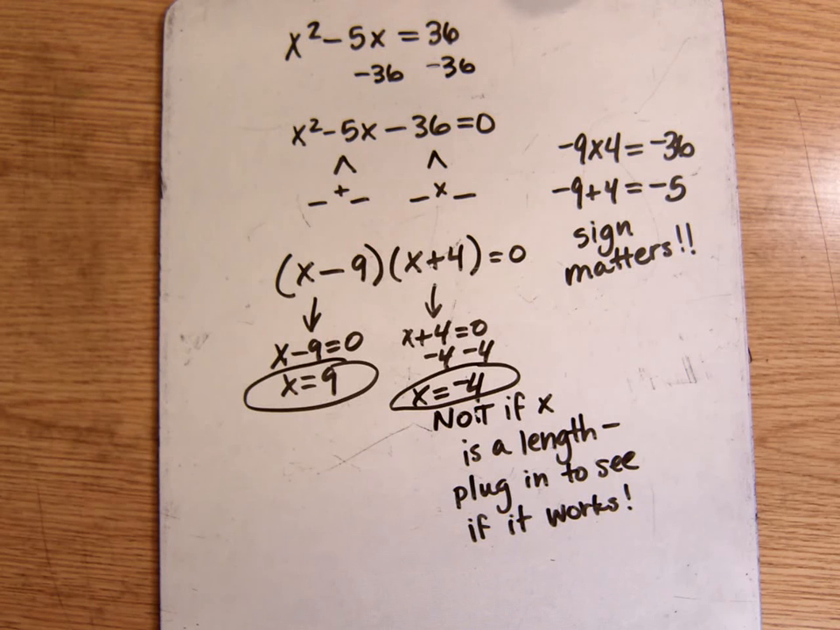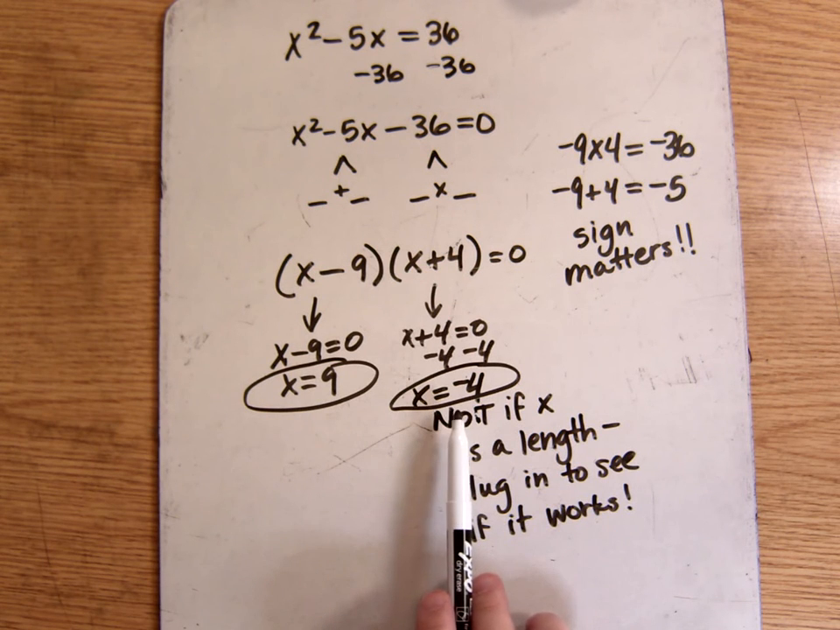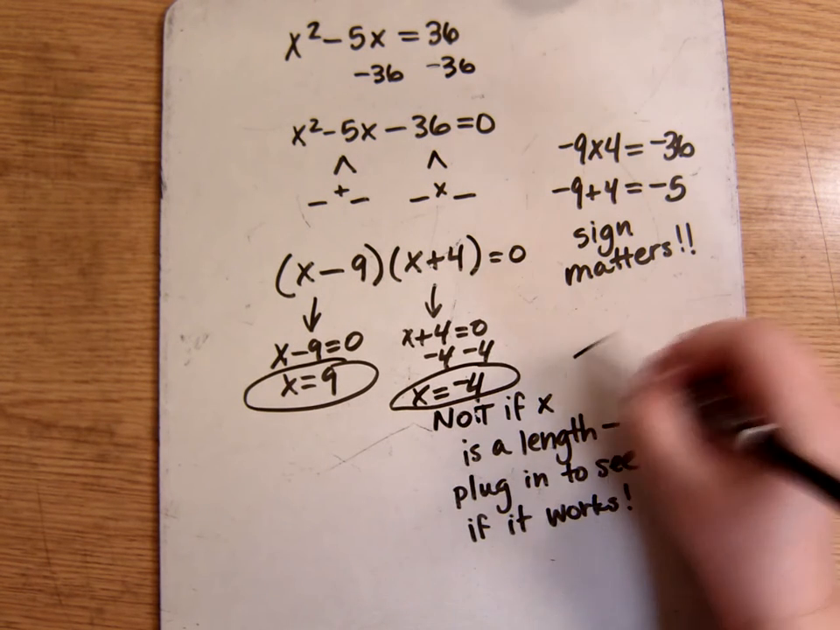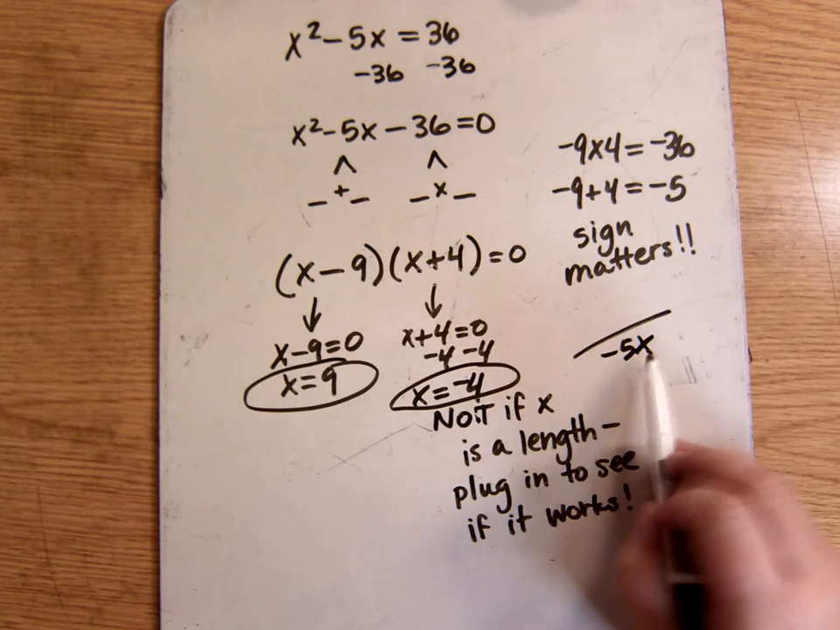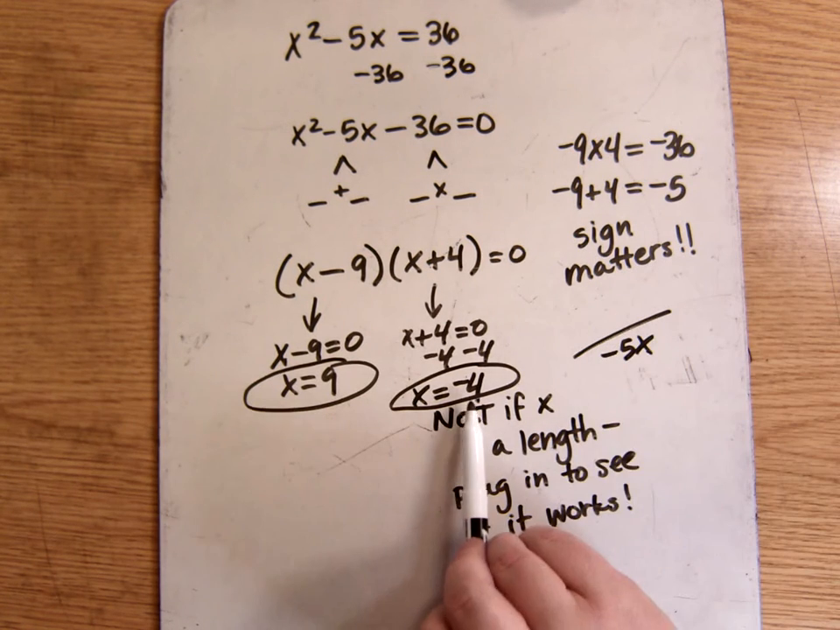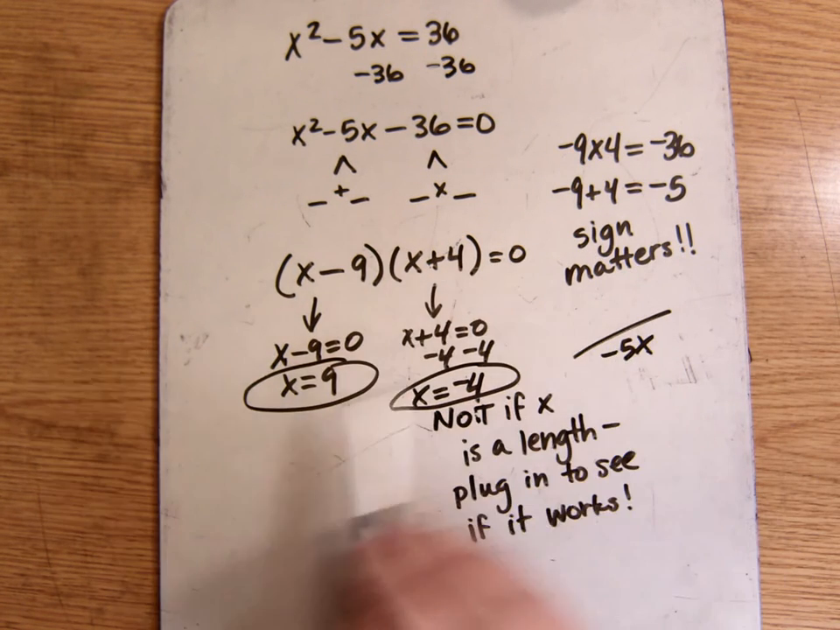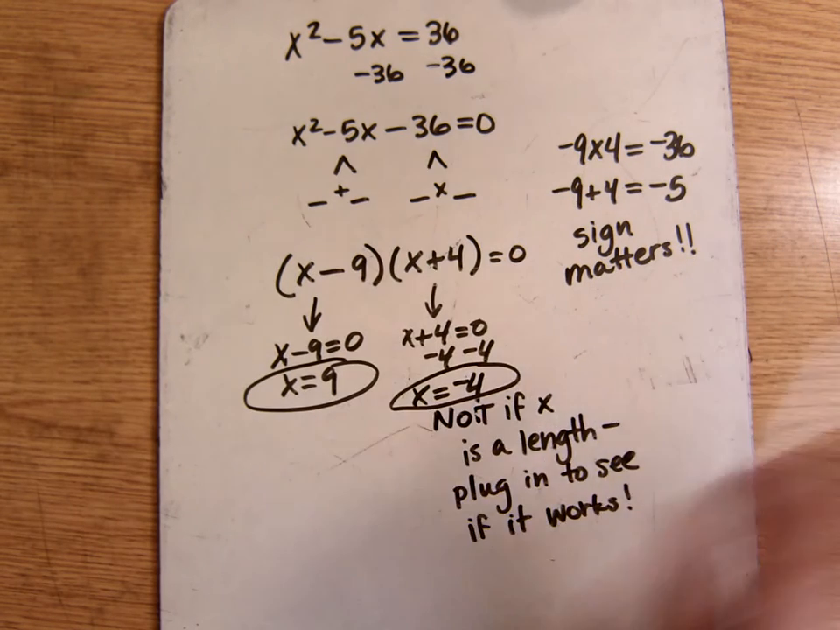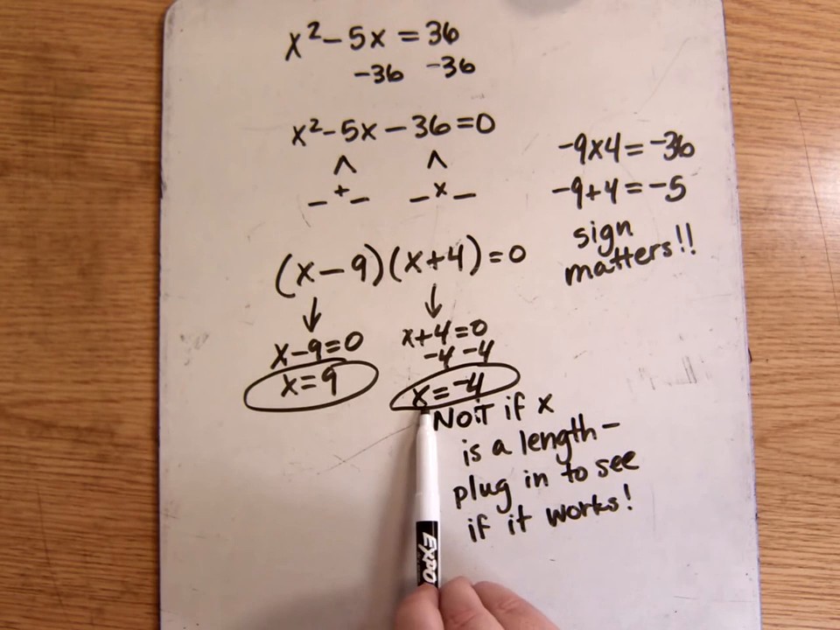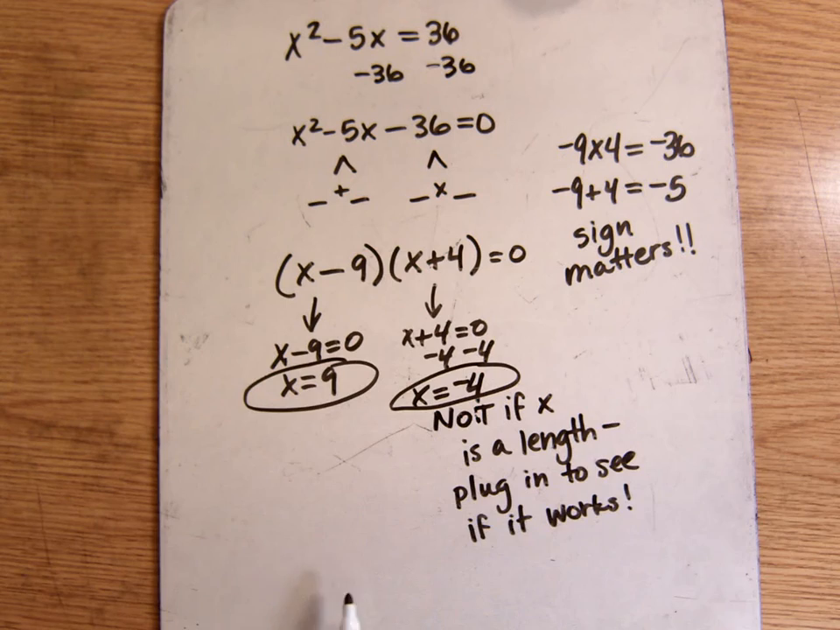That's fine as long as x isn't supposed to represent a length. If there are lengths represented by the values of x, go back and plug in and make sure you wouldn't end up with negative lengths. Like if it were, let's say it were negative 5x, that would still work if my length said negative 5x, because negative 5 times negative 4 would give me a positive. This one wouldn't work in that case. But you just have to look at your situation and make sure it's okay for x to be a negative, and if it's not, you throw that one out.